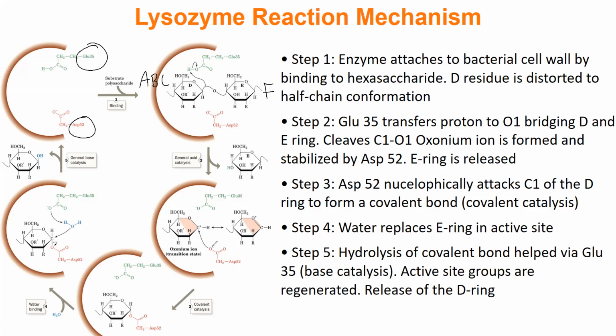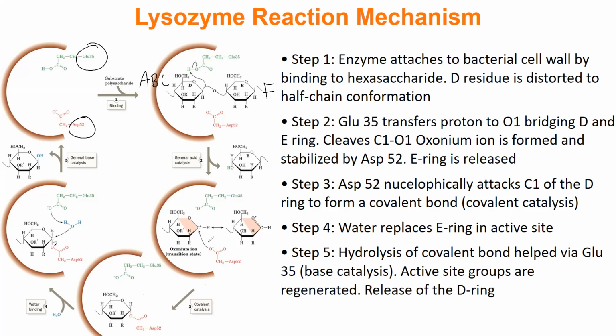So to stabilize this, we have ASP52. And what ASP52 is going to do is covalent catalysis. It's going to go and bind to our D sugar so that it's no longer a carbocation. And instead, it's connected to our lysozyme, right? So that is how we're really speeding this up. That these 2 steps kind of happen in concert. One, we give a proton to our glycosidic bond to break it. And then at the same time, we're going to be binding this oxonium ion.